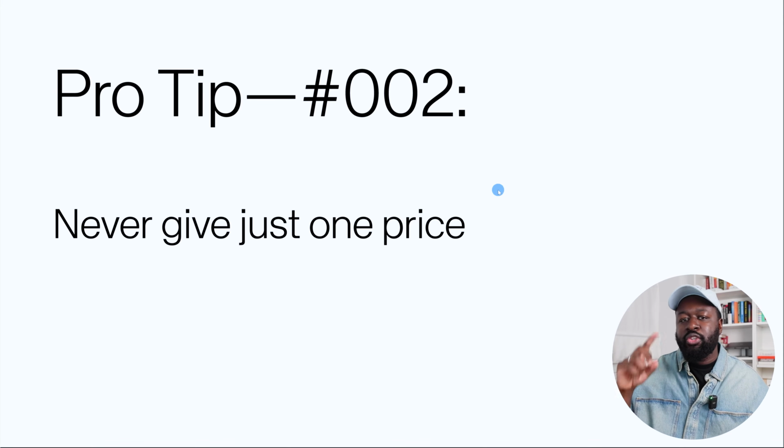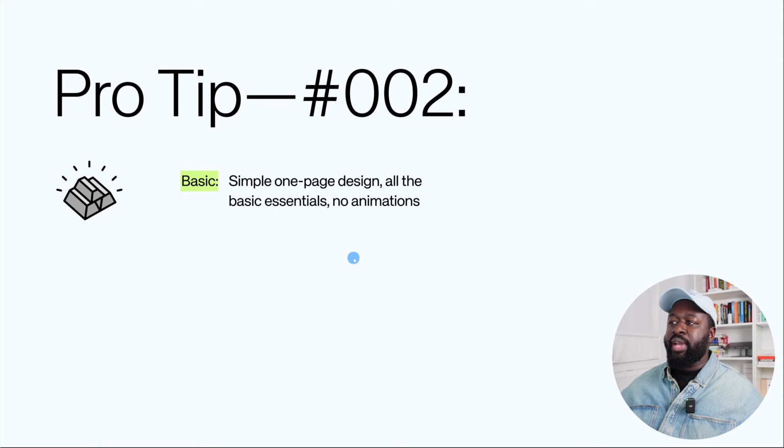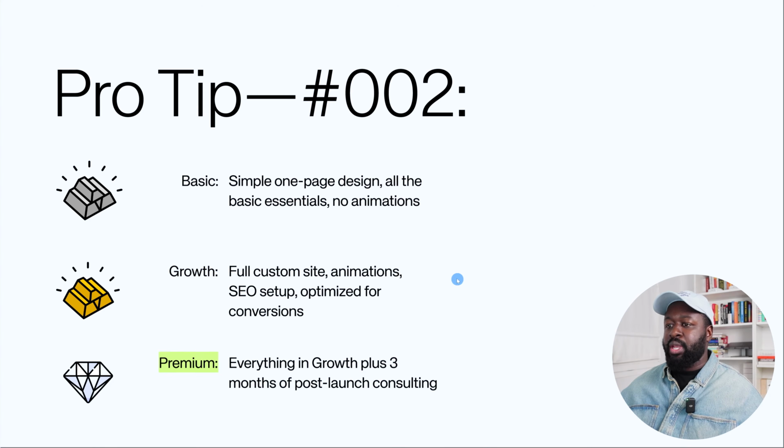Pro tip number 2, don't just give one price, okay? It's better to give 3. Here is an example: basic, growth, and premium. The basic tier could be simple one-page design, all the basic essentials, no animations. The growth tier could be full custom site, animations, SEO setup, optimized for conversions. The premium tier could be everything in growth plus 3 months of post-launch consulting.